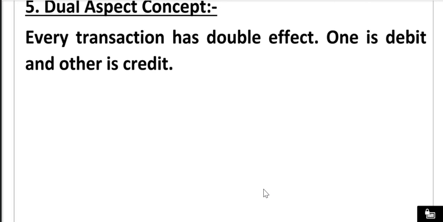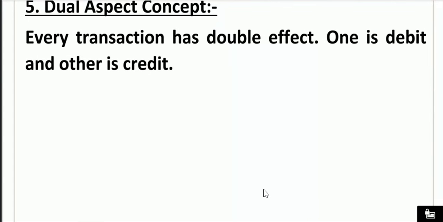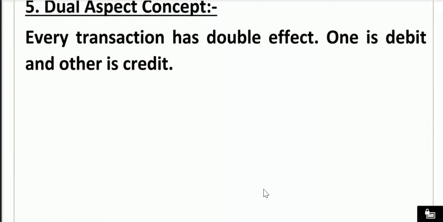Let's say you are selling something on cash. So that means your cash account will be debited and your sales account will be credited, and so on. That means each and every entry will be recorded in two books of account. So one will be debited and the other will be credited.